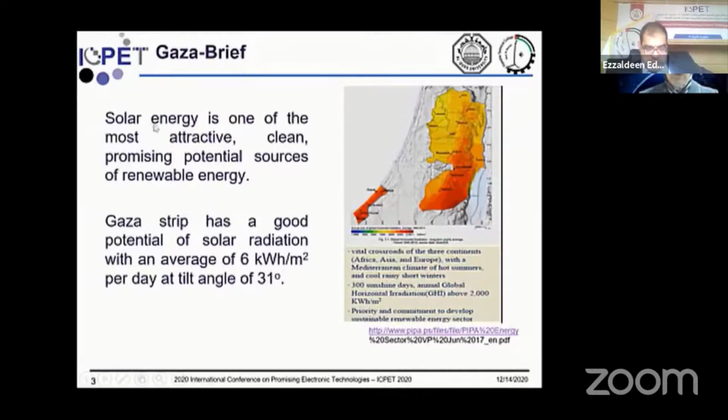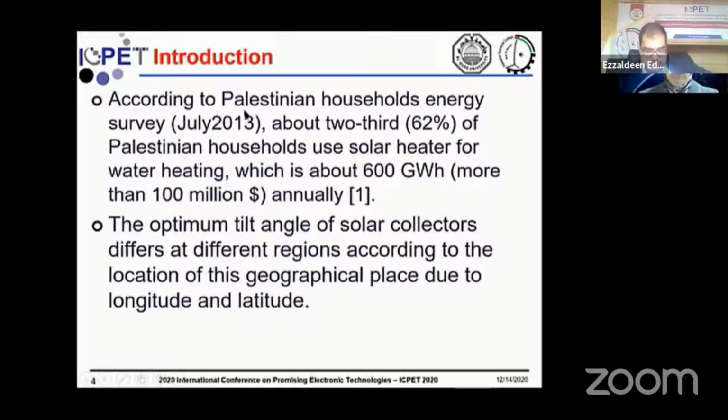Why solar energy? Solar energy is one of the most attractive, clean, promising potential sources of renewable energy. According to the Palestinian Households Energy Survey, held in July 2013, about two thirds, which is around 62% of the population from Palestinian households, use solar heaters for water heating, which is about 600 gigawatt-hour, more than $100 million annually.